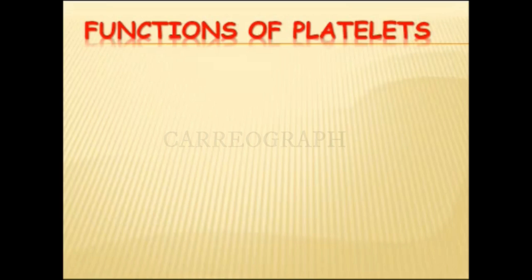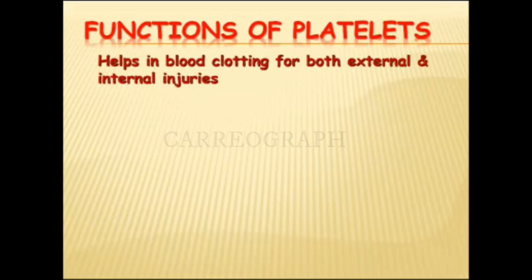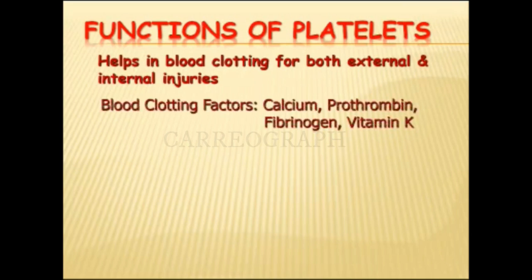Now we will see the function of platelets. These platelets help in blood clotting for both external and internal injuries. In blood clotting, there are other factors apart from platelets, and they are calcium, prothrombin, fibrinogen, and vitamin K. Friends, as you already know, prothrombin and fibrinogen are produced by the liver cells, that is hepatocytes. These are the blood clotting factors.